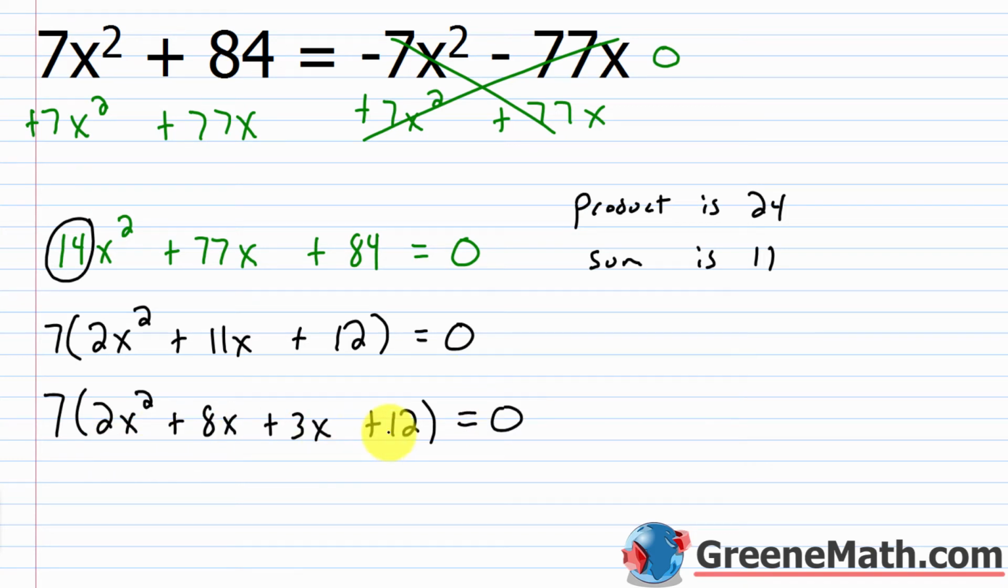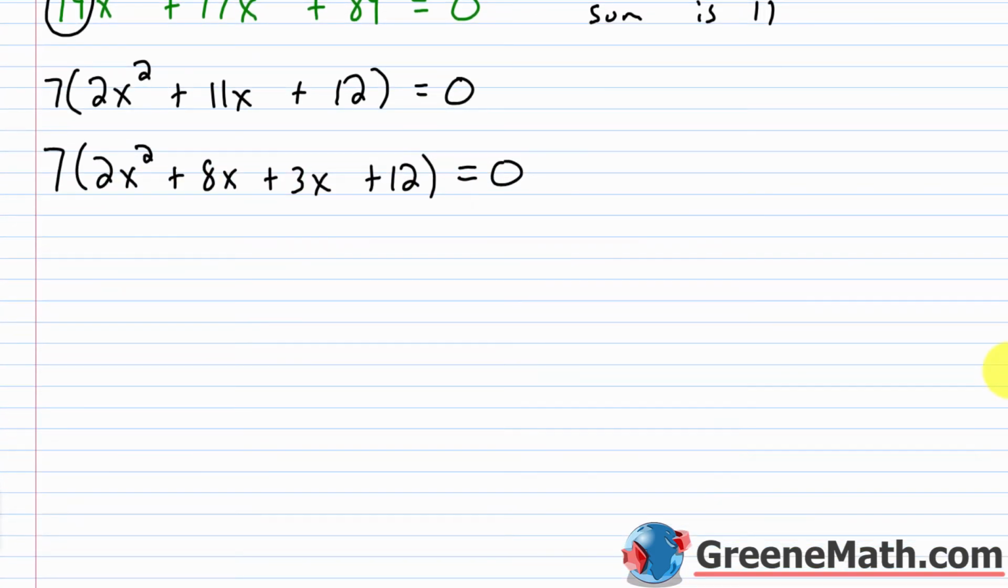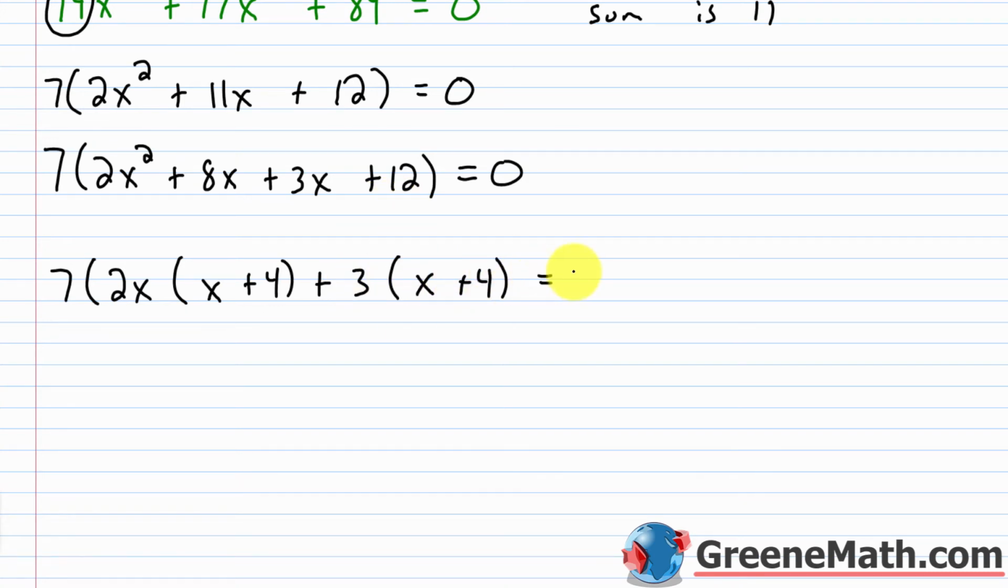Now I'm going to factor inside the parentheses using grouping. So this is super easy. We have 7 times. From the first group, I'd pull out a 2x. What would be left is x plus 4, then plus. From the second group, I'd pull out a 3. What would be left is x plus 4. So you can see you have this common binomial factor here of x plus 4. So I can factor that out. I would have 7 times the quantity x plus 4, then times the quantity 2x plus 3. Now remember, this equals 0.